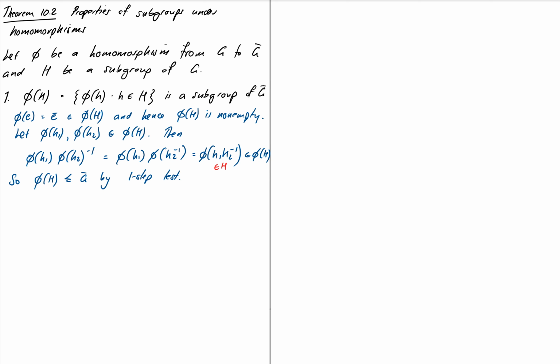That's cool. So the first thing that we'd hope to be true is that if we've got a subgroup in G, pass it through our homomorphism and we get a subgroup in G bar, so nothing breaks there. So we're on the right track. Number two, if H is cyclic, then phi of H is cyclic.